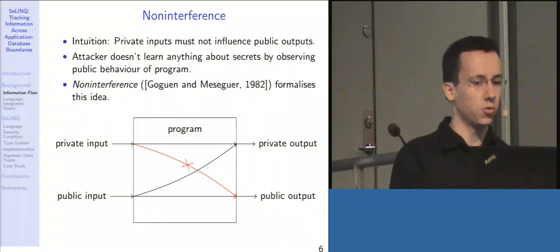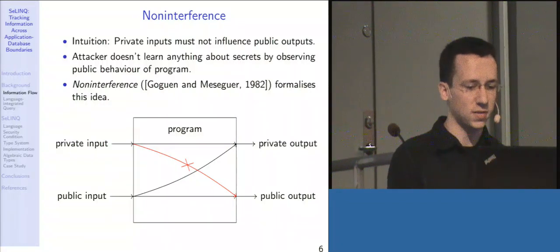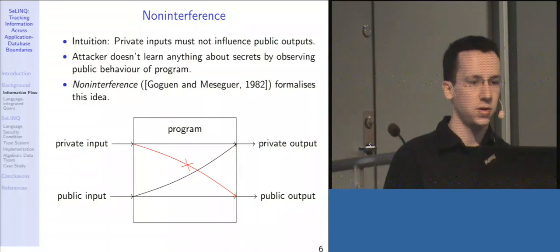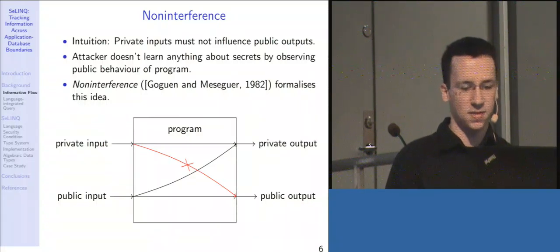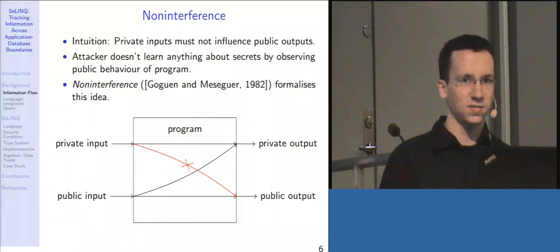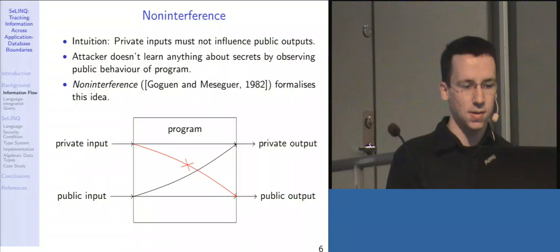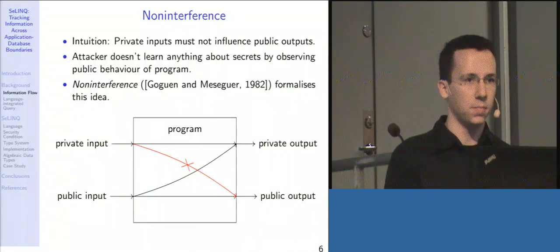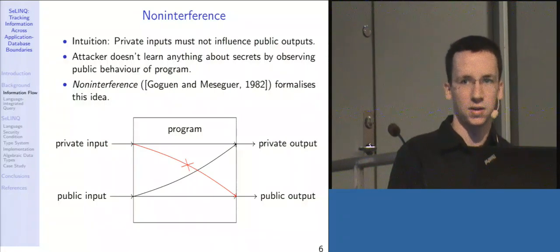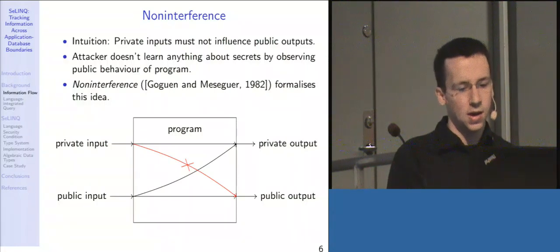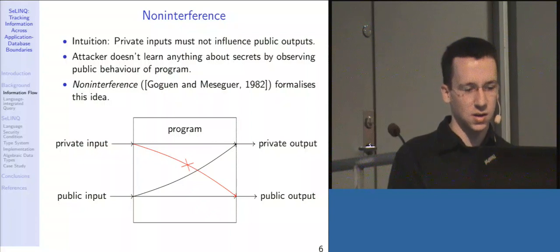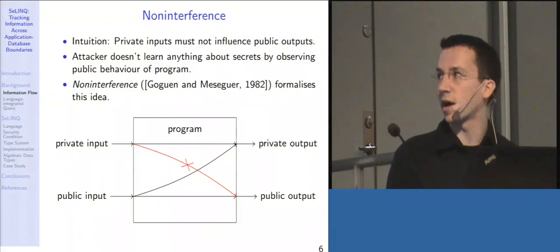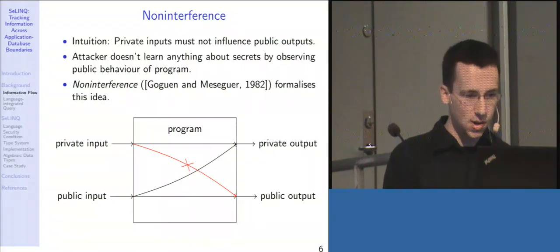And noninterference basically works like this. You have some channels, you have some private input, and you have some public input. And then you have some parts of the output that are private and some parts of the output that go to public sinks. This could be data that gets sent across the network or something like that. And the idea is that the attacker shouldn't learn anything about the secrets based on observing the public part of the output. And this has been formalized under the name of noninterference. So the diagram roughly illustrates what I've been talking about.